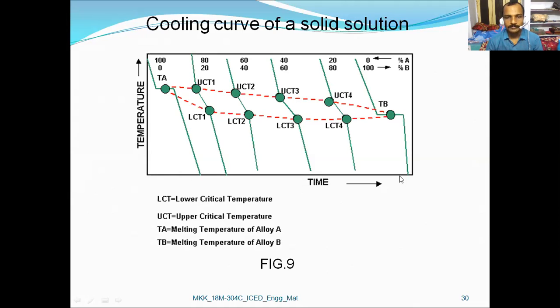So here, time on x-axis, temperature on y-axis. A 0, 20, 40, 60, 80, 100, whereas B 0, 20, 40 in the reverse manner, percentages. So starting from TA, melting temperature of A, to melting temperature of B, LCT1, UCT1, LCT2, UCT2, LCT3, UCT3, LCT4, UCT4. So lower to upper, this is the curve generated.